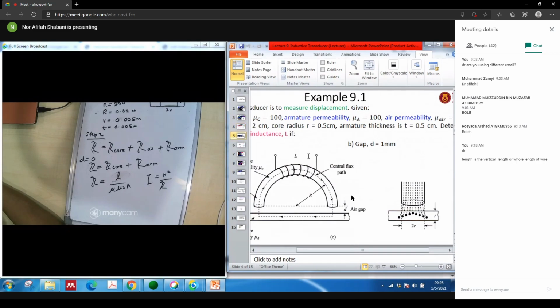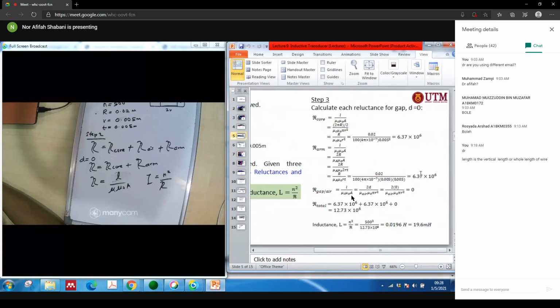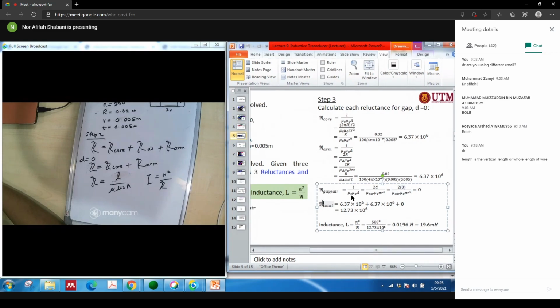That's why I told you the area depends on the cross section area. And then after that the length equal to 2r, and then you calculate, you can get 6.37 times 10 to the power of 6. For the R air it is equal to 0 because there is no length, because there is no distance. And then you can get the R total from the summation of R core plus R arm, and then you got this value. After that you can get this inductance, 19.6 millihenry. H is henry.